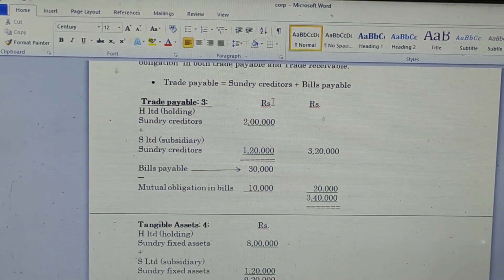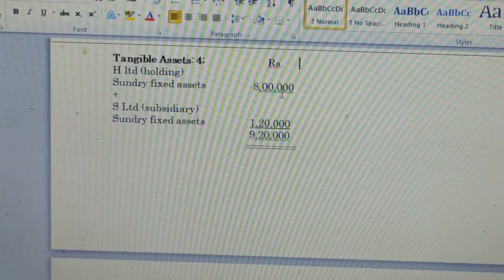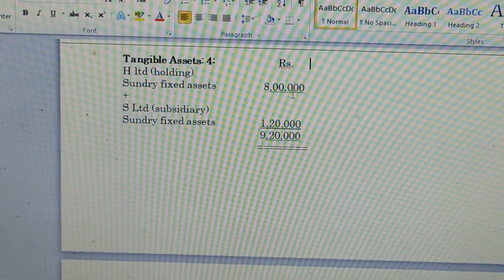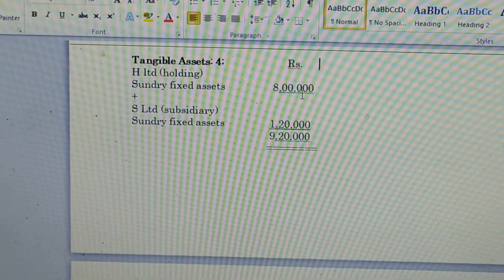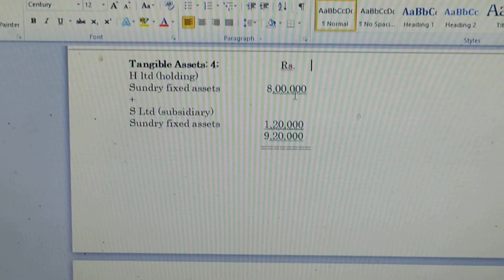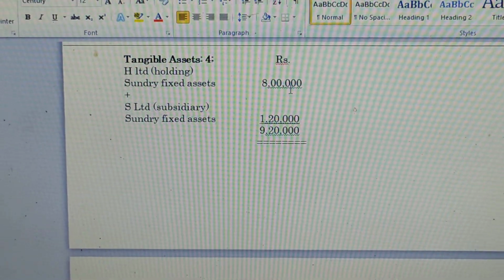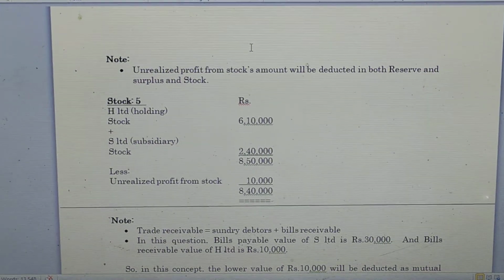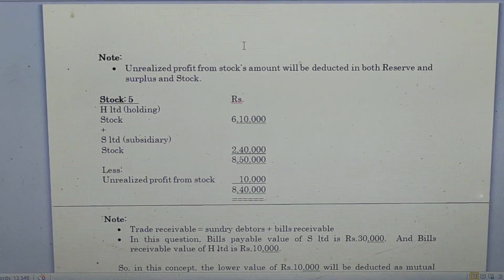Then note number 4 is tangible assets. Under the tangible assets, H Limited holding sundry fixed assets 8 lakhs plus S Limited subsidiary sundry fixed assets 1,20,000. The total tangible assets are 9,20,000. Then we are going to calculate the stock value. So before going to calculate the stock value, first we should know this notes information.